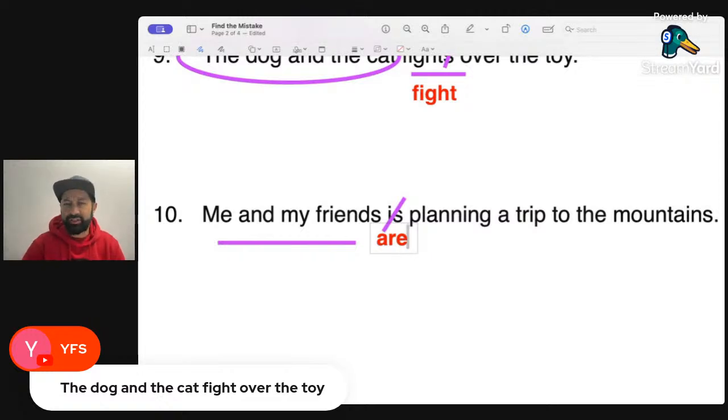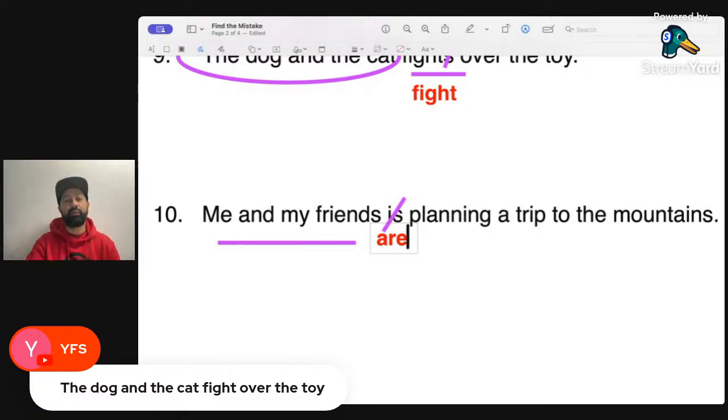In conversation, this would be fine, as long as you change that to are. Me and my friends are planning a trip to the mountains. That's completely fine. But if we're going to follow strict grammar, then because me and my friends is the subject of this sentence, we should change me to I.